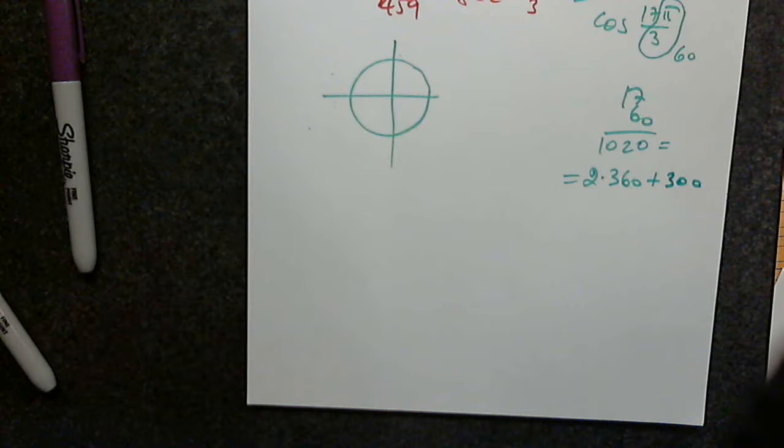Two times 360 is 720. 720 plus 300 is 1020. Agreed?